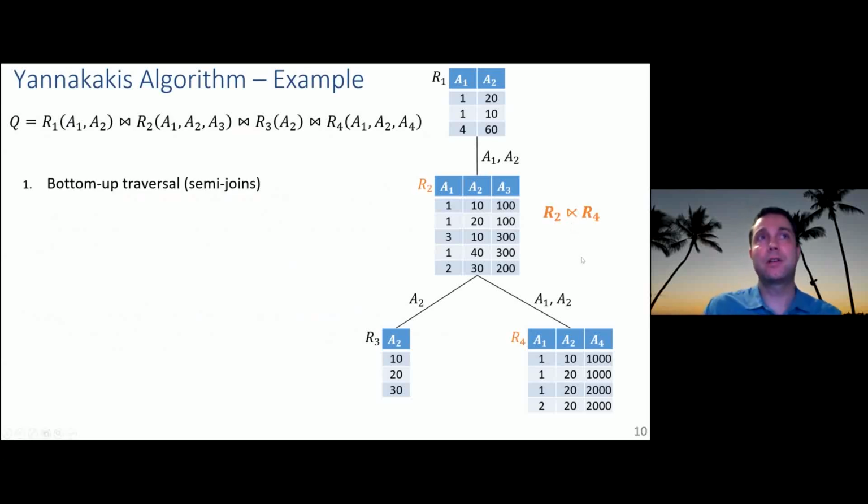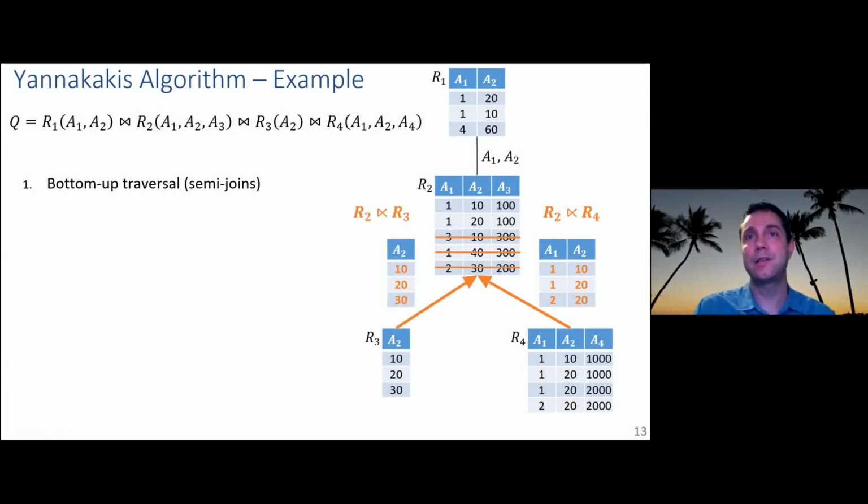So what happens during the bottom-up semi-join traversal? Let's start with R2 semi-joining against R4. Conceptually, we're sending a message from R4 up the tree to R2, and that message contains all the A1, A2 combinations that R4 contains. These are 110, 120, and 220, and R2 uses these combinations to eliminate anybody who doesn't match. So in this case, the bottom three tuples can get eliminated because they can never join. They can never be part of the final result.